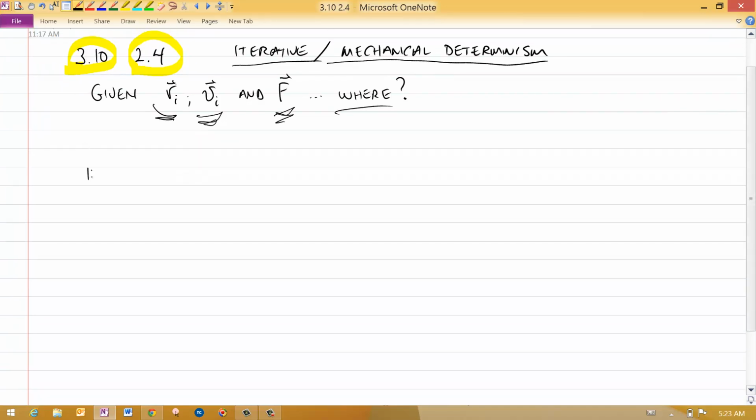So the inputs are R initial, V initial, and whatever the force is. So the way we will get an estimate for where the object is, where it's going, and what the force is, the output we need is where does it wind up, how fast is it going, and once we know about those two things, we can figure out what the force is again.